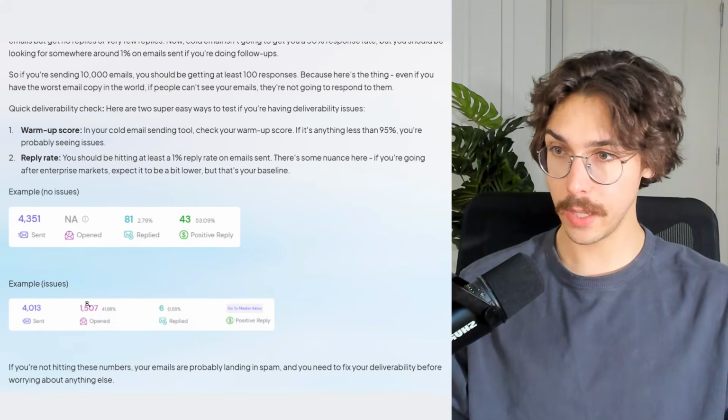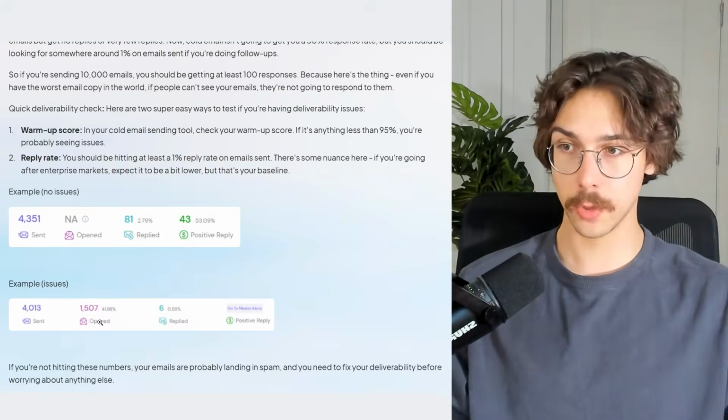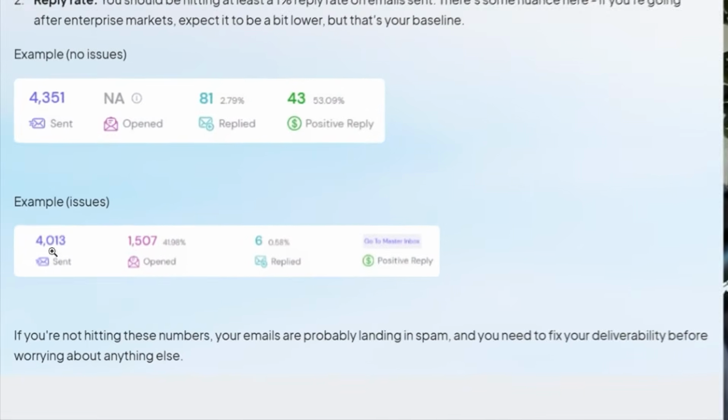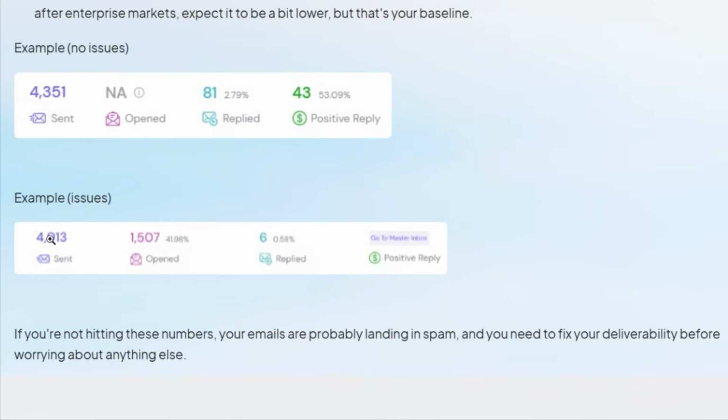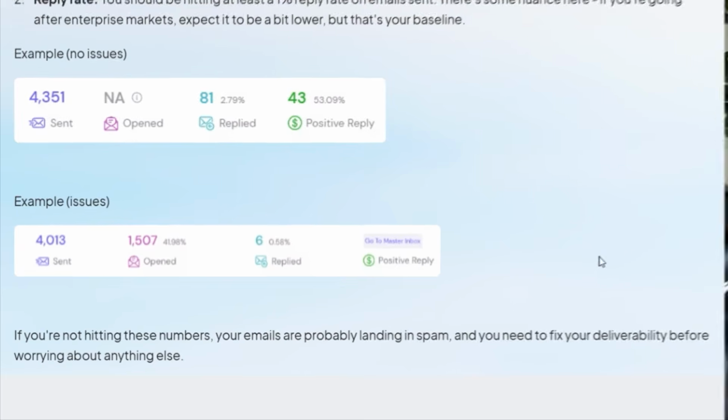Then I went into a cold email Slack channel. I pulled up someone's random campaign. I'm not sure if you guys can see this because it's kind of small, but you can see here 4,000 emails sent, 6 replies. There's clearly an issue here.